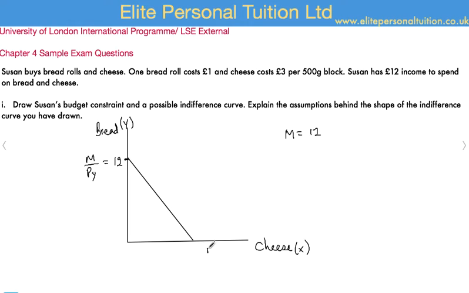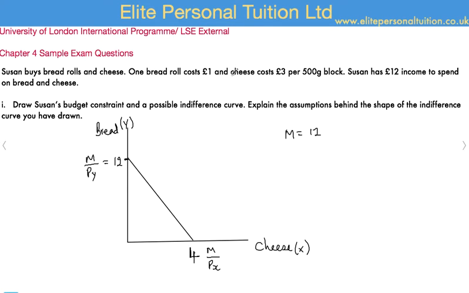This point here is always m over price of x, being cheese here. So if cheese is £3 per 500-gram block, then how many can we buy? Well, we can buy 12 over 3, so it would be 4. And that is our constraint.